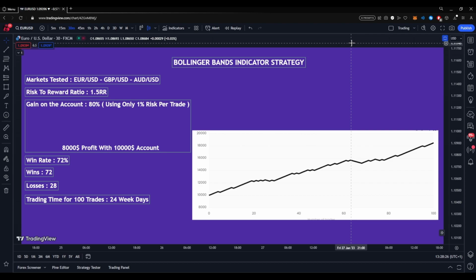You just long when the price touches the bottom band, and short whenever the price touches the upper band. It's so simple. I can make a monkey trade this strategy, and the monkey can be profitable. Yeah, just kidding. But yeah, I mean, the strategy is very simple.